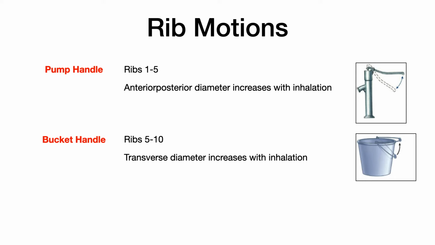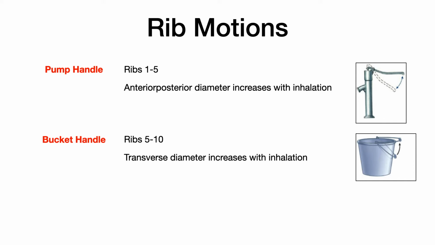Ribs 5 through 10 are known as bucket handle ribs. Bucket handle is what you would expect when the transverse diameter increases with inhalation. So this happens out laterally. The transverse diameter is moving, and that's what the handle of a cleaning bucket would do if you swung it over the side of the bucket.